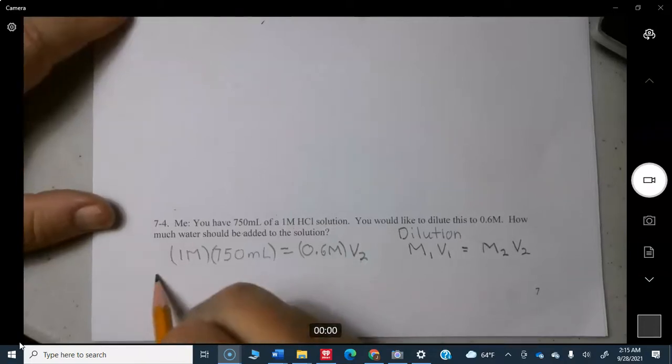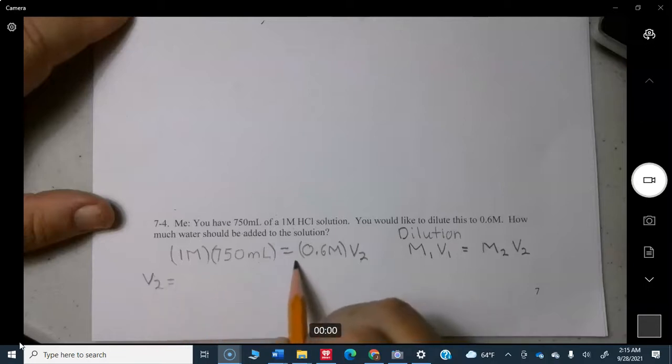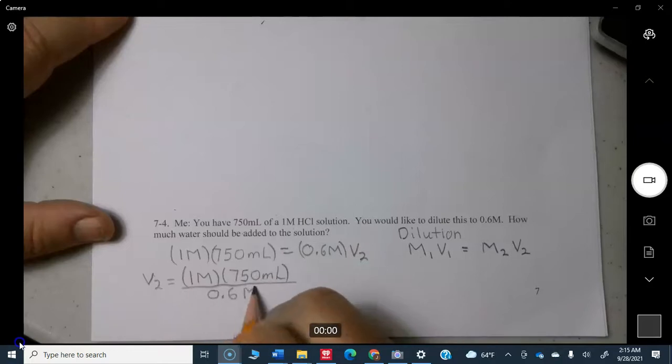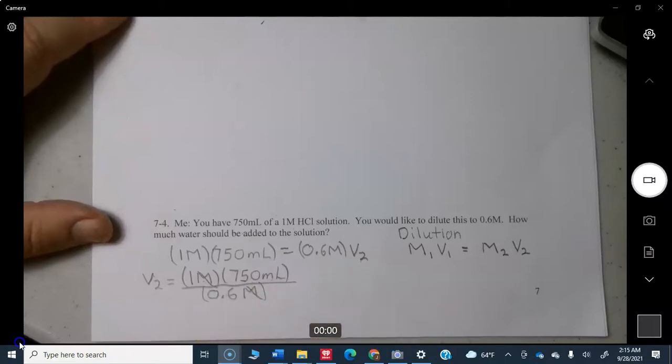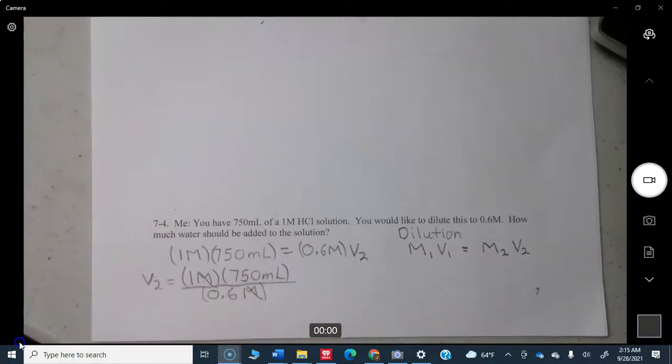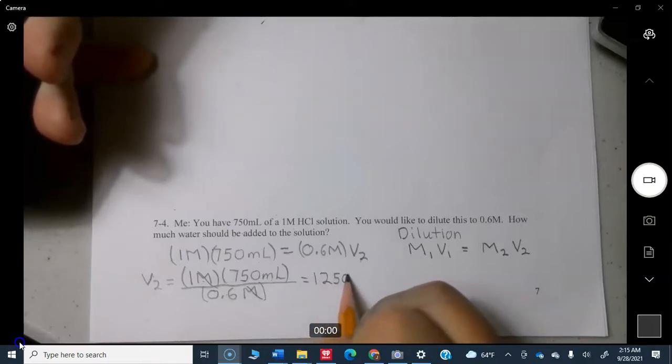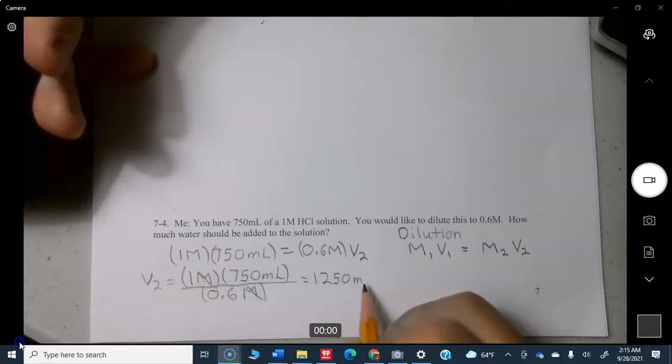Okay, so we're going to rearrange this and write it like this. I'm going to divide both sides by 0.6. Okay, so molar cancels there, and you're going to get a volume in milliliters. So it's 750 divided by 0.6. And that gives us 1,250 milliliters of the overall solution.